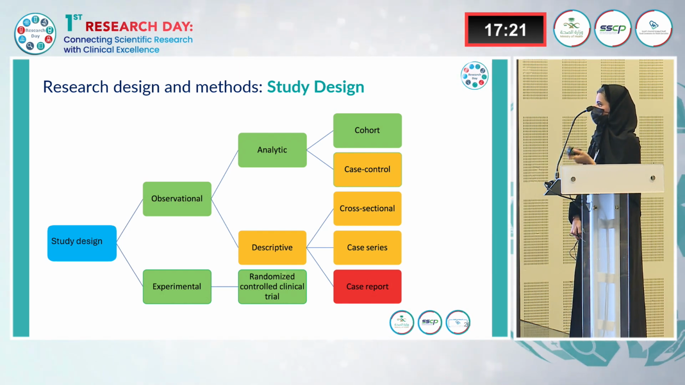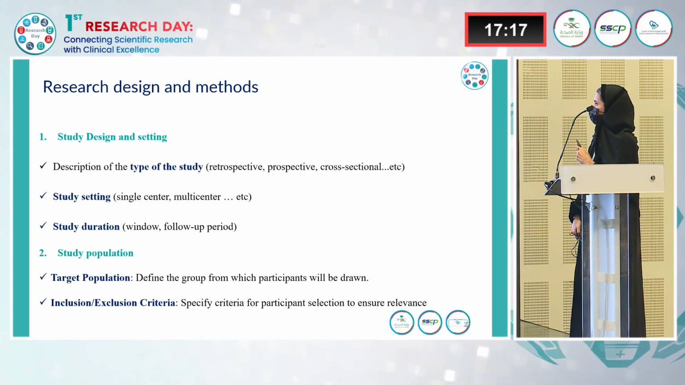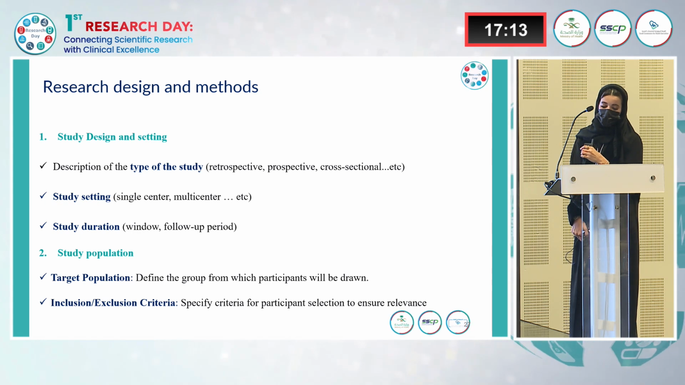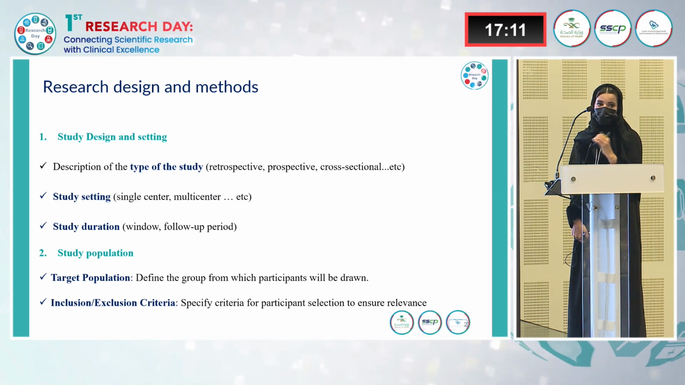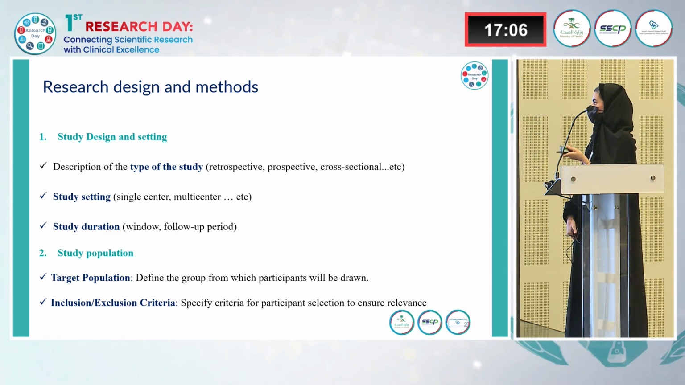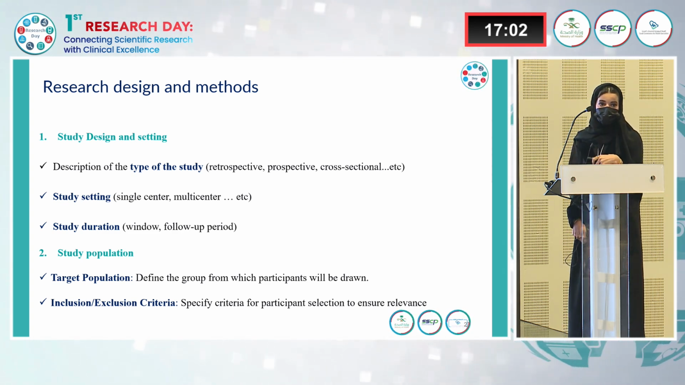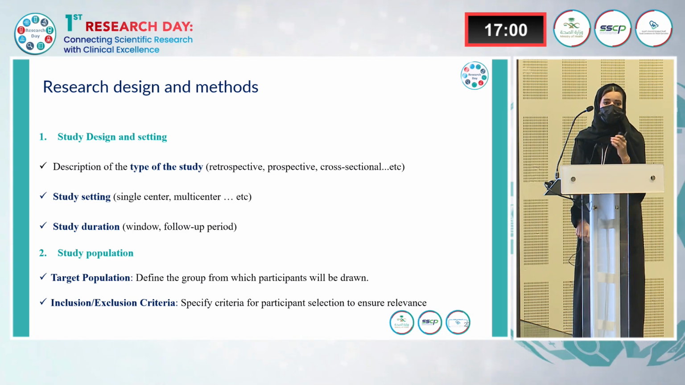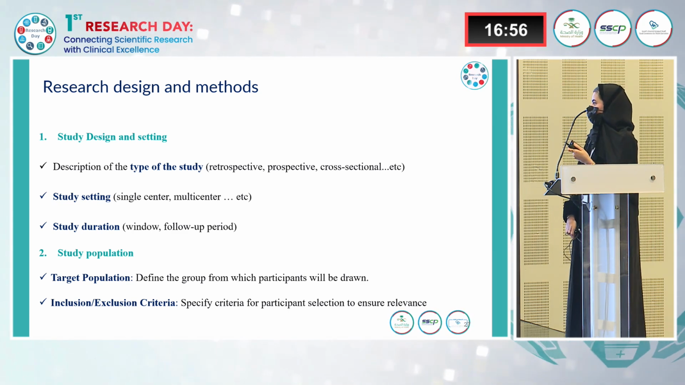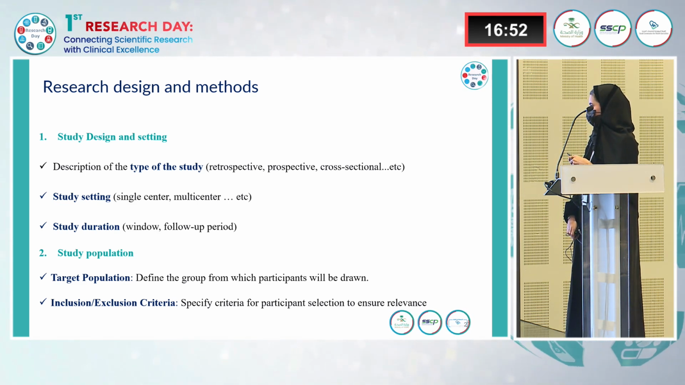and the observational studies are either comparative or descriptive, as previously mentioned. So you should mention and specify the study design by describing the type of the study. Is it retrospective, prospective, cross-sectional, and so on? What's the setting of your study? Is it going to be a single center or a multi-center? You should specify that in the proposal and add what's the main center for the study, and the duration or the period that you will conduct the study in.